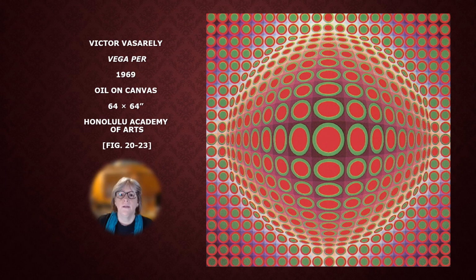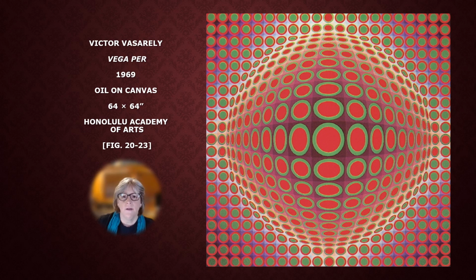This painting, called Vega Per, creates an illusion of a sphere protruding out from the center of the canvas. This optical illusion is created through the uniformly placed circles and squares created in different sizes and colors throughout the canvas. It's a good example of color theory. If you look in the center of the canvas right here, you will see large red circles surrounded by green. And in the corners, here, there, and of course the other corner here, you will see small green dots surrounded by red. Red and green are complementary colors, and when placed next to each other will vibrate.